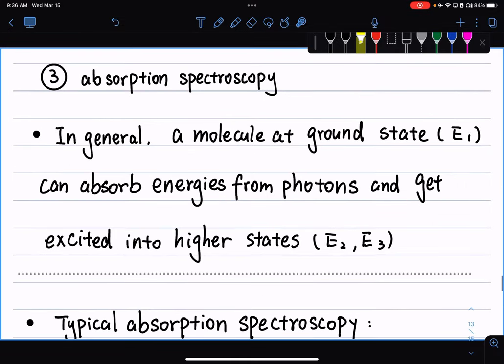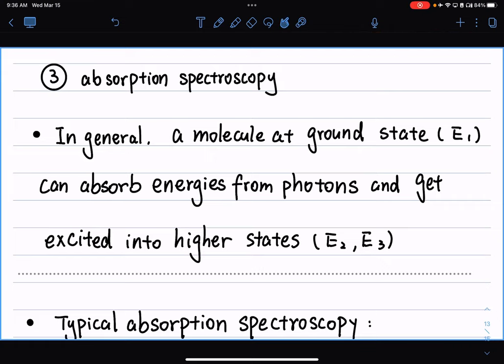Okay, next up, traditional optical absorption spectroscopy. So again, typically speaking, in absorption spectroscopy, what we're seeing is a molecule at ground state, or in this case, I'm denoting the ground state as E1, can absorb energy from photons and get to an excited state, E2 or E3.